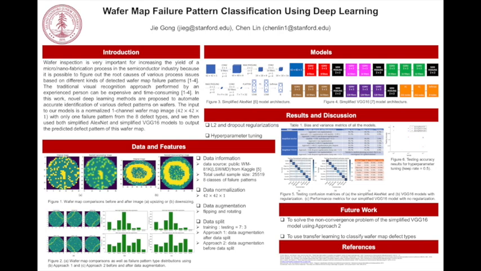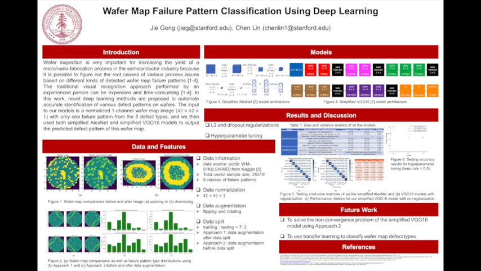Two different networks were explored. First one is simplified AlexNet. The second one is simplified VGG16. The simplification does not mean reducing the number of layers, but reducing the number of filters on each layer. Because our images are much smaller and much simpler, in addition, our goal is to classify only 8 defect patterns, while AlexNet and VGG are targeting much more than 8.